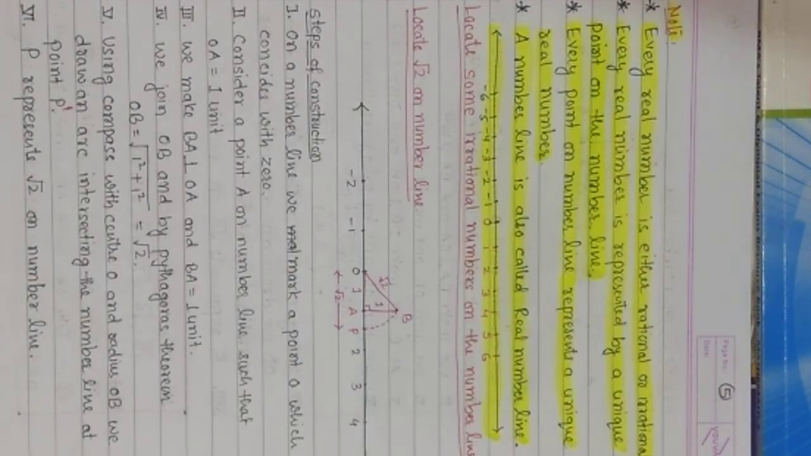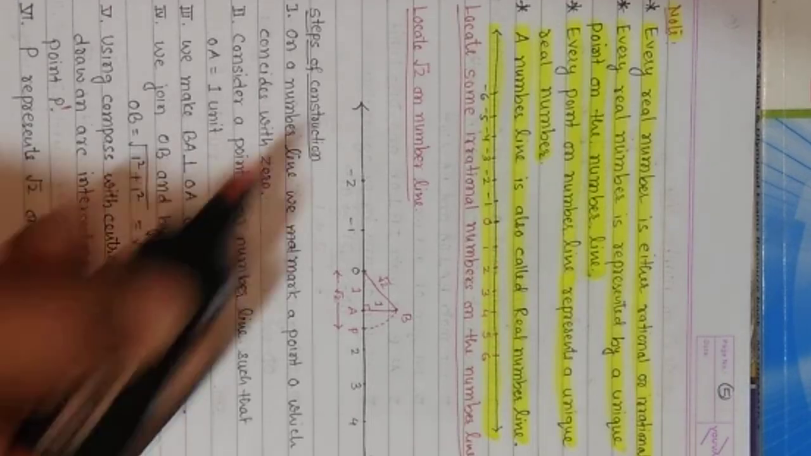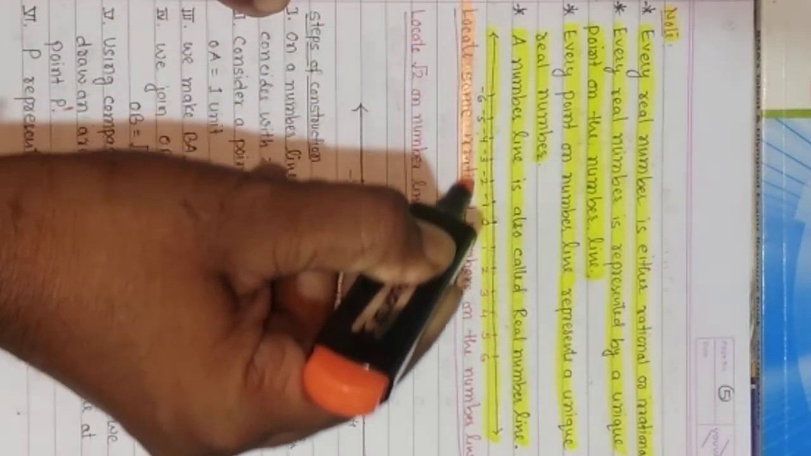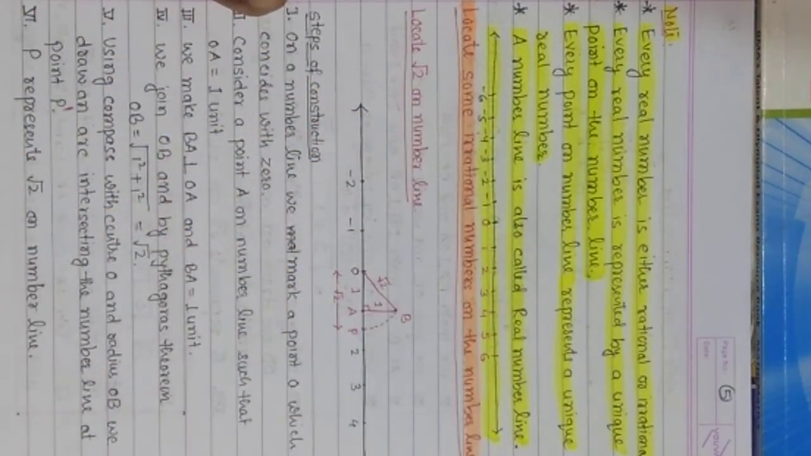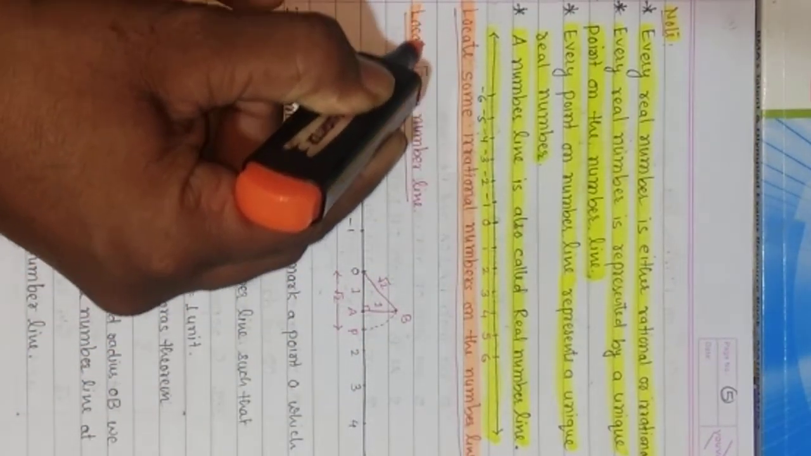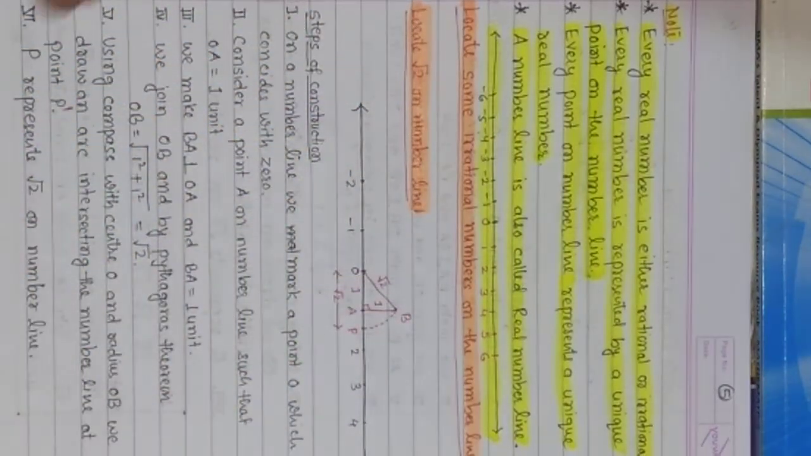Now our next topic will be to locate some irrational numbers on the number line. How to locate irrational numbers on the number line? How will you locate? First, let's locate root 2 on the number line.